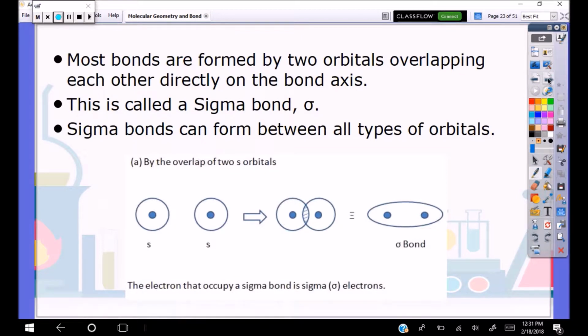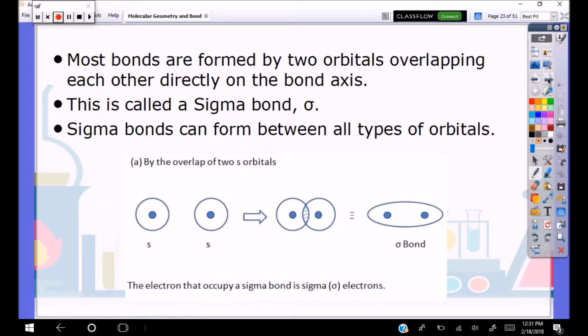Okay, so far we have talked about single bonds, double bonds, triple bonds, but there's a certain notation that goes with each of those. Whenever two orbitals overlap and form a bond, the first time it does this is referred to as a sigma bond. Sigma bonds can form between all types of orbitals. Typically, that's when you have two s orbitals overlapping. So when we think about s orbitals, I remember that it's a sigma bond because they start with the same letter.